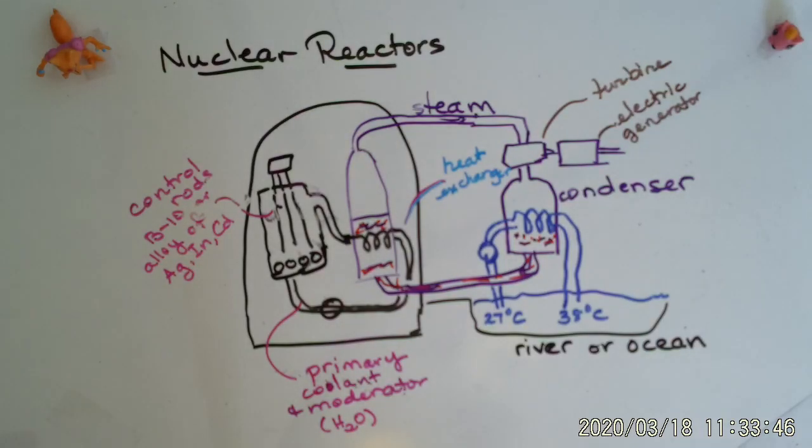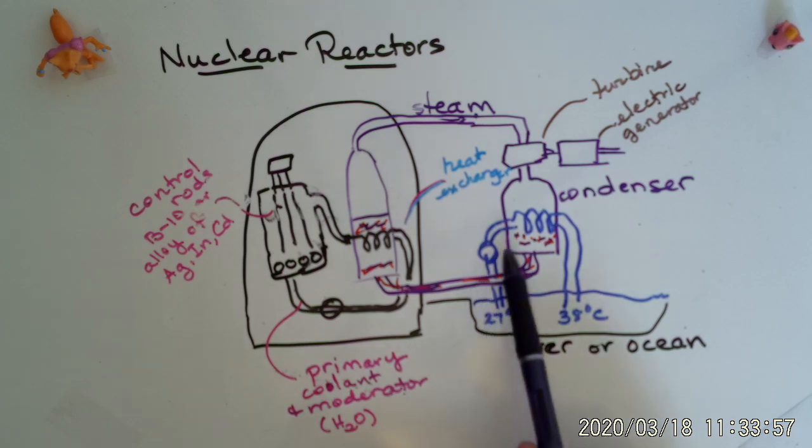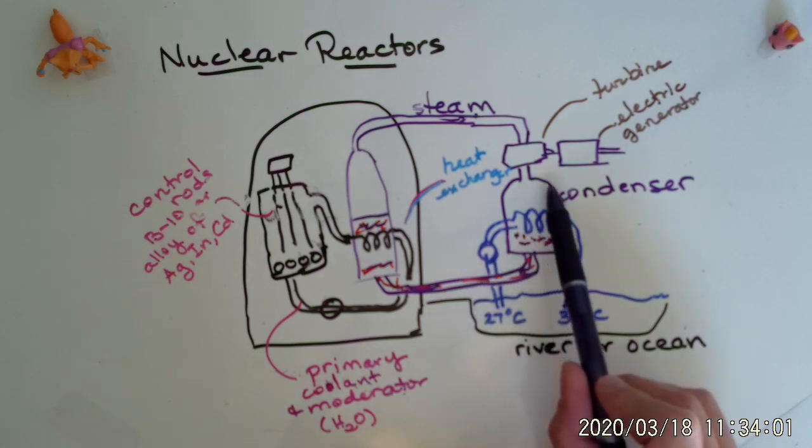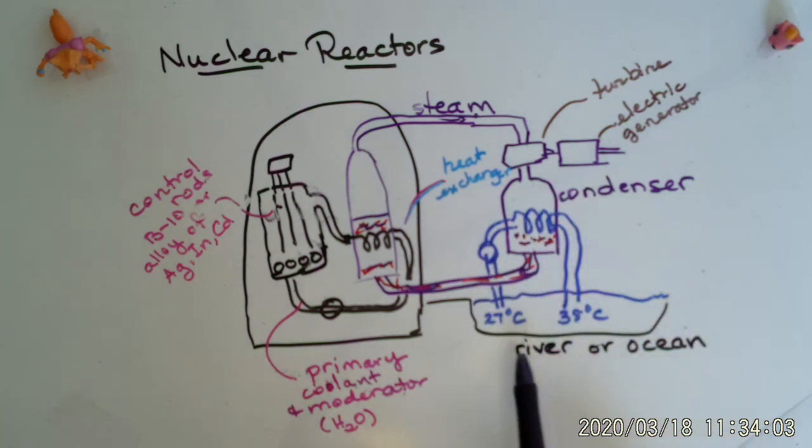Okay, let's talk about nuclear reactors. Basically, the basic structure of a nuclear reactor is that we have to have it next to a water source to fill the condenser in order to go from steam back to water.